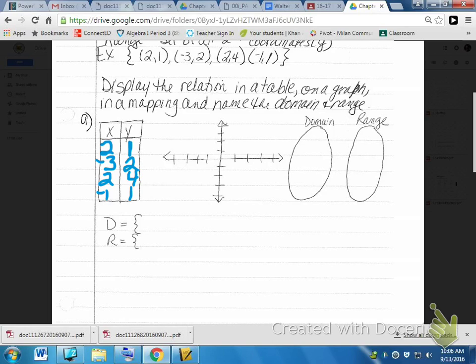Next, on a graph. It just means taking those 4 points and graphing them together on the same graph. So (2, 1), you always start at the origin and you always go with the x first. So (2, 1) would be right 2, up 1. Negative 3, 2, it would be left 3, up 2. (2, 4), right 2, up 4. And (negative 1, 1), left 1, up 1.